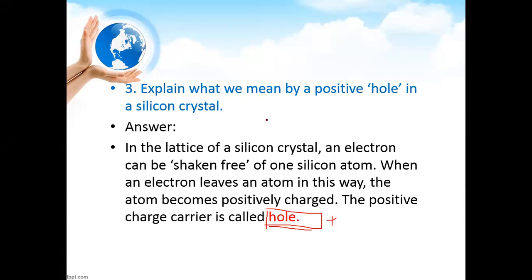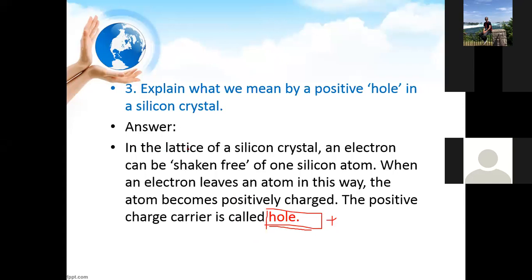Any questions about this? Since an electron leaves the atom, the atom will be positively charged, and we call this positive charge a hole.